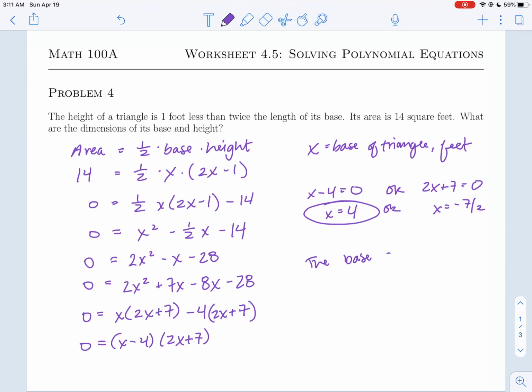So then my answer is going to be that the base of the triangle is 4 feet, and the height, remember the height is twice the base minus 1, so 2 times 4, that would be 8, 1 less than that would be 7, so the height is 7 feet.